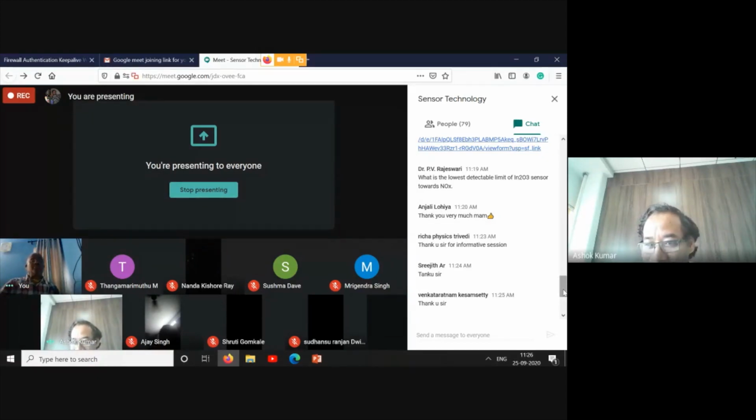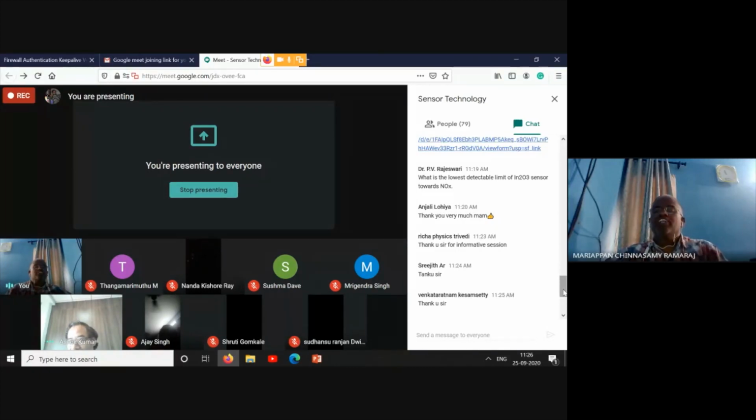Moving to the next question, from PV Rajeshwari: what is the lowest detectable limit of the indium oxide sensor towards NOx? The lowest we have done is 0.5 ppm, and below that we didn't go. The experimental issue was creating traceable levels of NOx, because we have to dilute and dilute again to reach lower concentrations. We went from 0.5 ppm to 25 ppm. I could detect lower than that also, but we went only up to 0.5 ppm.